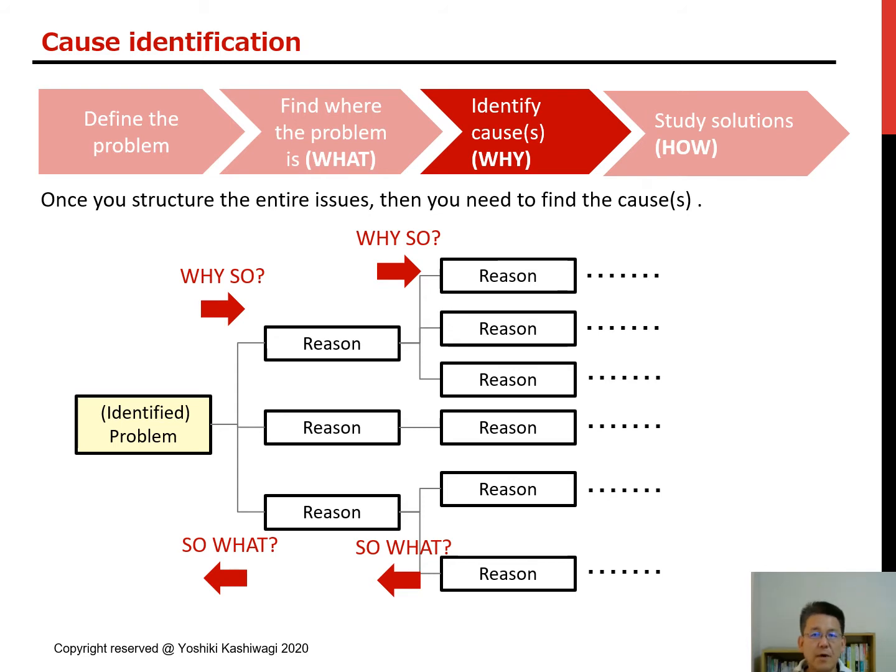Once you identify a problem, you put the problem on the left-hand side, which is in the yellow box, and you ask why this happens. You could come up with some reasons, and you put reasons in the second layer. In this case, you can see 3 possible reasons. And you repeat asking why, and you add new layers on the right-hand side.